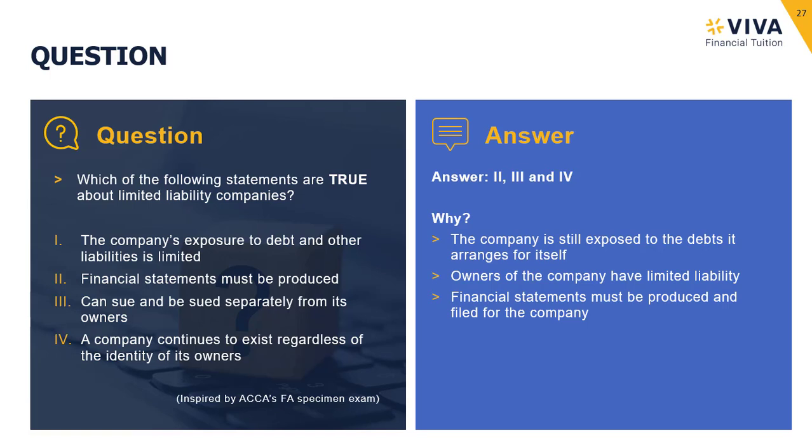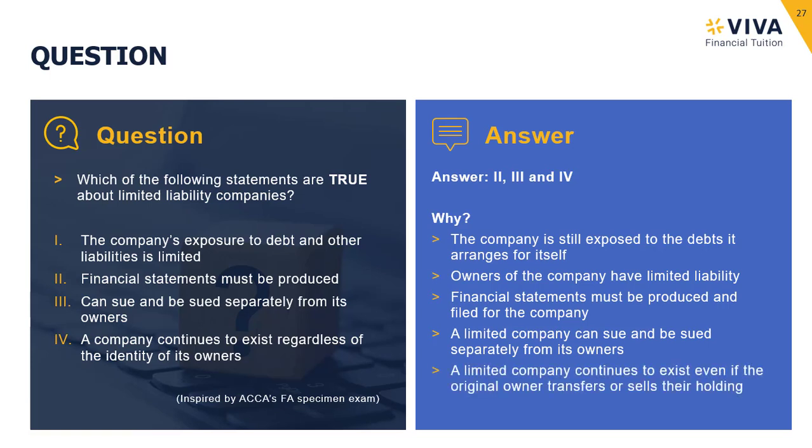Financial statements must be produced and filed. That's true. Limited liability company can sue and be sued separately from its owners. That's true as well. Separate legal entity. And a limited company continues to exist even if the original owner transfers or sells their holding. So it doesn't matter who owns the company, it still exists. The shareholders and the company are separate from each other.